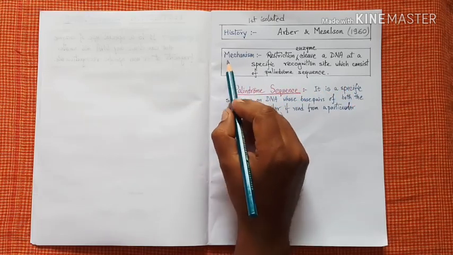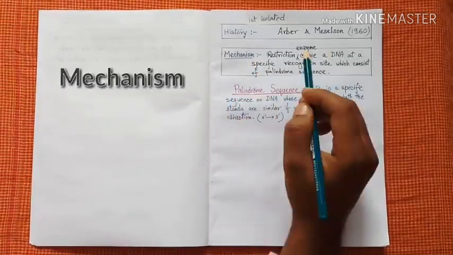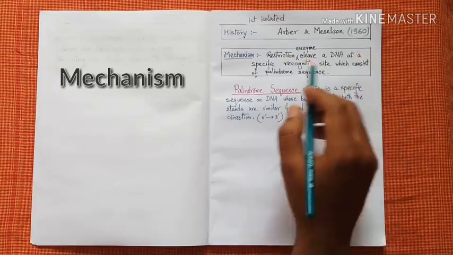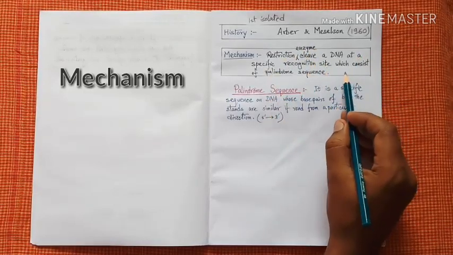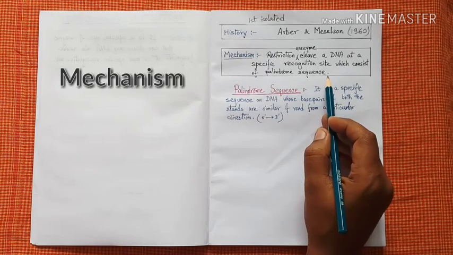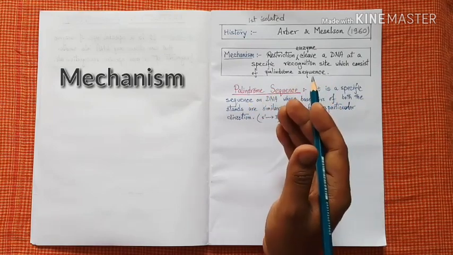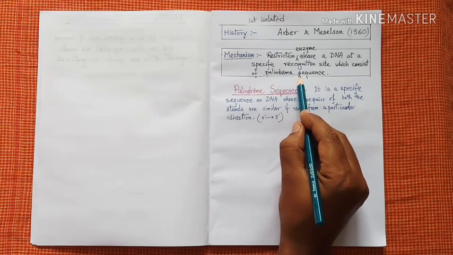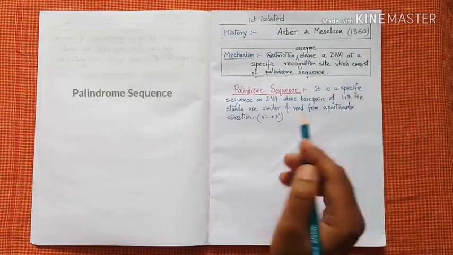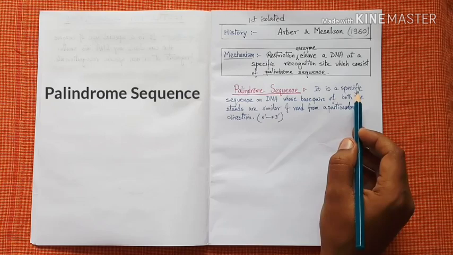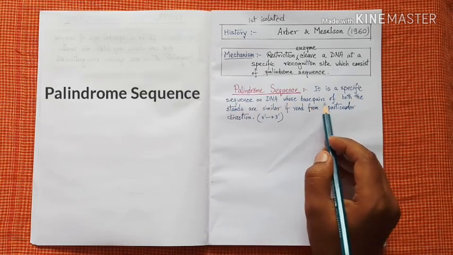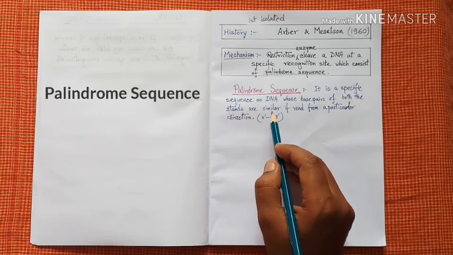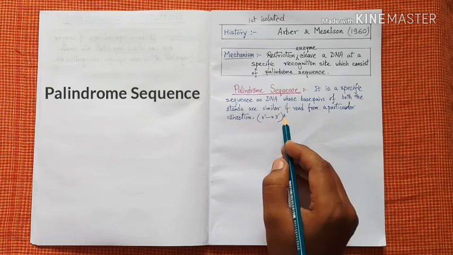Now let's know about its mechanism. Restriction enzyme cleaves DNA at a specific recognition site which consists of a palindrome sequence. So for better understanding of its mechanism, at first we have to know about palindrome sequence. What is a palindrome sequence? A palindrome sequence is a specific sequence on DNA whose base pairs on both the strands are similar if read from a particular direction.